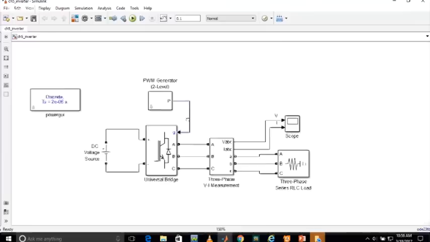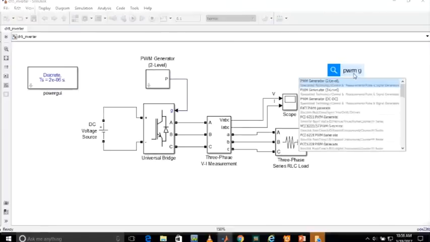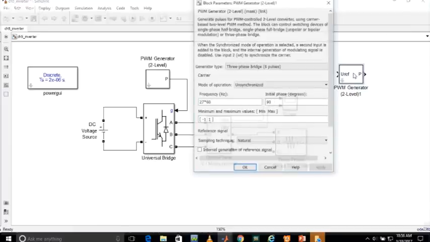This is the system. If you write PWM generator here, two level type, this is how it actually looks, because it requires an input, a reference value, to compare against. But if you don't want to give the reference value, what you have to do is double click it.